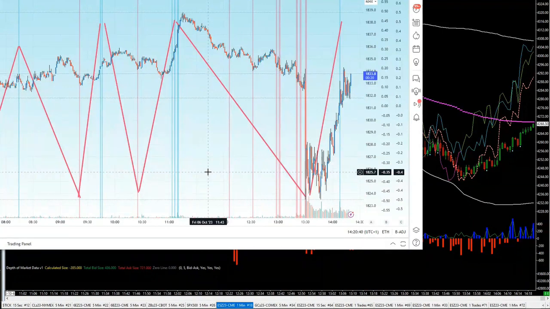If you're looking at volumetrics, that's it. If you're looking at your deltas, that's it. Does delta tell us what direction the market's going to go in? No. Delta doesn't tell us what direction the market's going to go in, does it? But does that mean delta is not important?